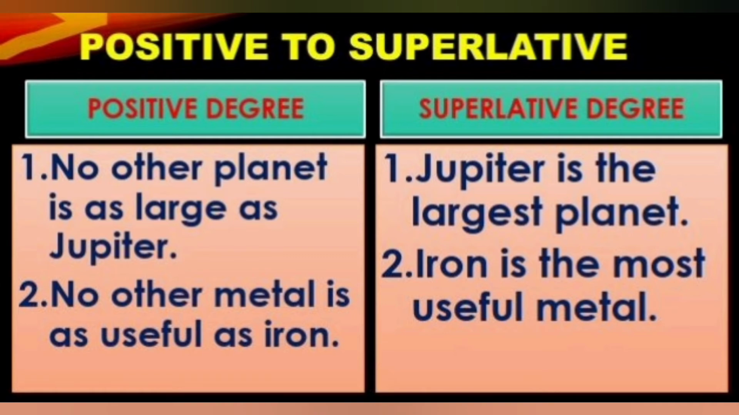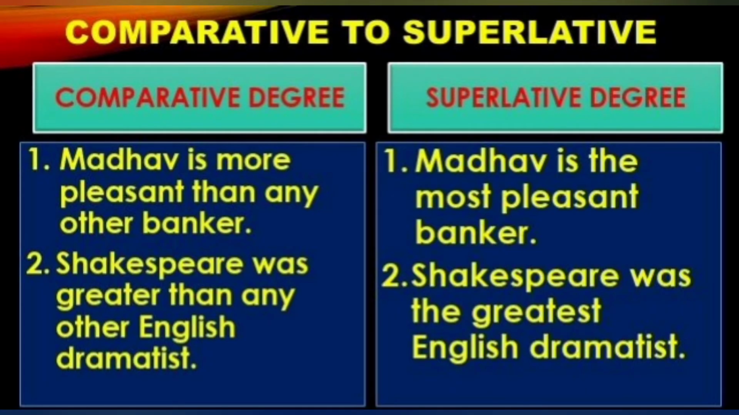Useful has two syllables. Therefore, we have to use "more useful, most useful." In superlative degree, we need to use "most useful." Therefore, the answer is: Iron is the most useful metal. Okay, the next one, comparative to superlative degree. In the case of comparative to superlative degree, we shall clearly remember that the side is not changed. There is no changing of sides.